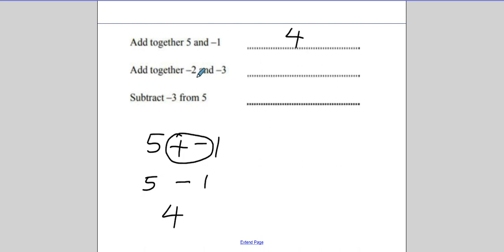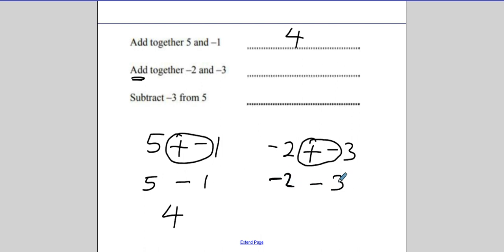Add it together. Negative 2 and negative 3. So negative 2 plus negative 3. Positive times negative is negative, so this will be negative 2 minus 3. So every single number here is negative, so even the answer will be negative. Then add these two numbers, 2 plus 3, the answer will be negative. 2 plus 3 is 5. So here you write negative 5. Okay.